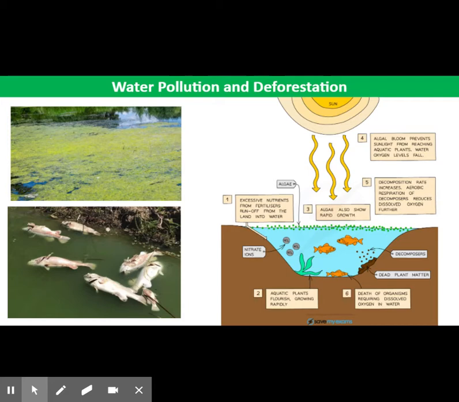A common misconception is that sewage pollution also causes the growth of water plants and algal blooms. Now, sometimes this can happen, but in very rare cases. It's usually only the runoff of fertilisers that do this.